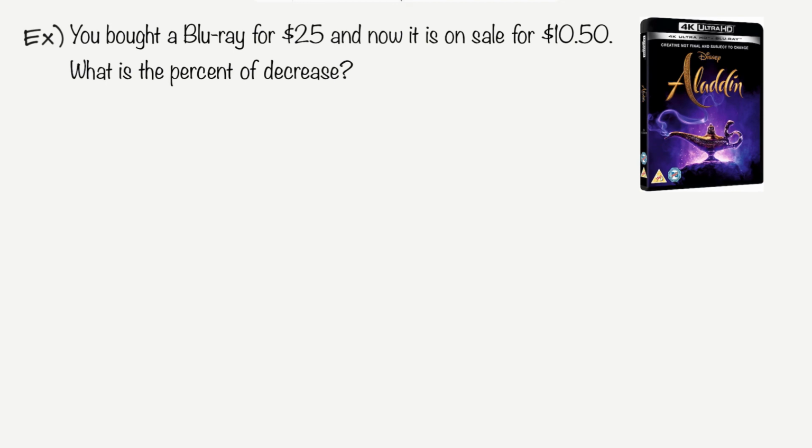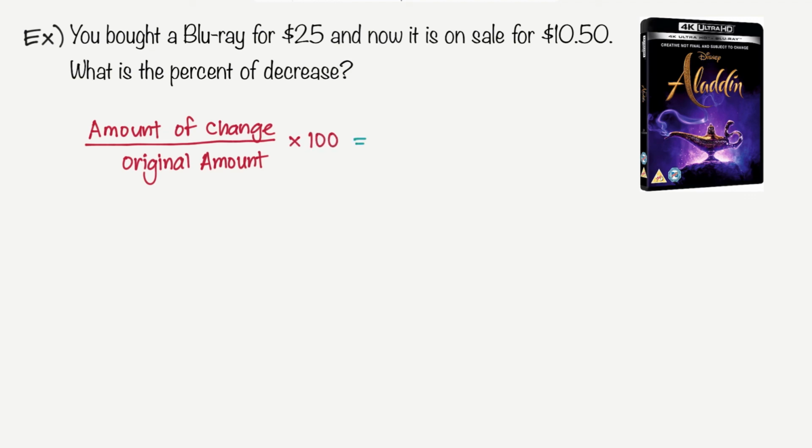You bought a Blu-ray for $25 and now it is on sale for $10.50. What is the percent of decrease? So like we did before, I'm going to show you this other method of writing it out as a ratio, comparing the amount of change to the original amount. And then we will multiply it by 100. So to find the amount of change, I'm going to subtract 25 minus $10.50 and divide it by 25.